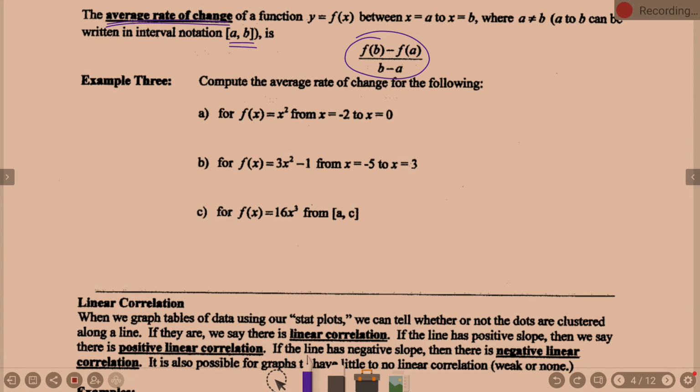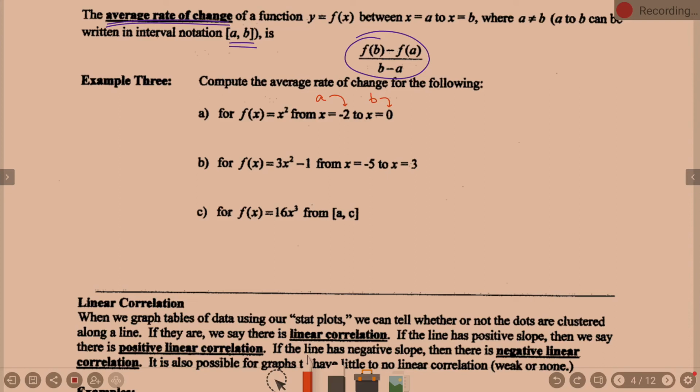So let's look at example A here. Compute the average rate of change for f of x equals x squared from x equals negative 2 to x equals 0. So what are my a and b values? Negative 2 and 0. We're going to think of a being our negative 2, and b being 0. Nothing officially says a has to be smaller than b, but when we write interval notation, don't we usually write the smaller number to the larger number? And so a is traditionally smaller than b.